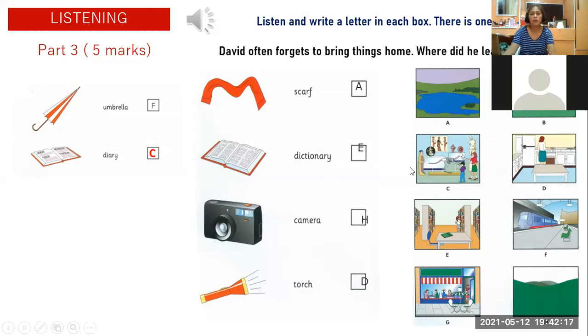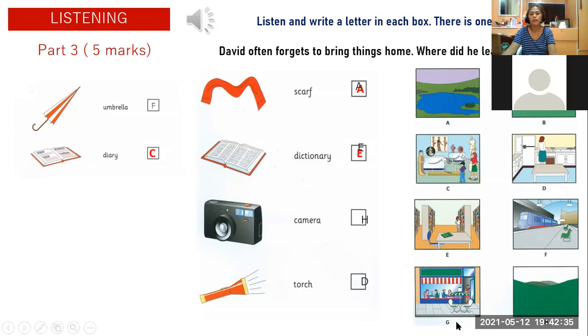It's in the museum. The scarf is in the lakeside. And the dictionary, it's letter E. It is in... Okay, where is it? It is in, what place is this? Library. It's the library, teacher Anne.